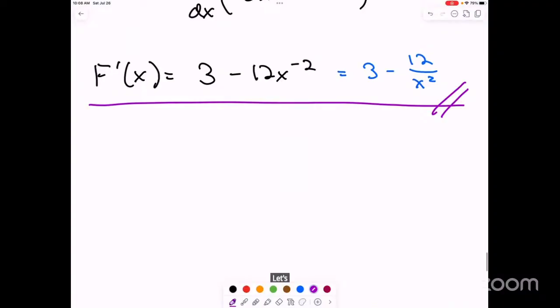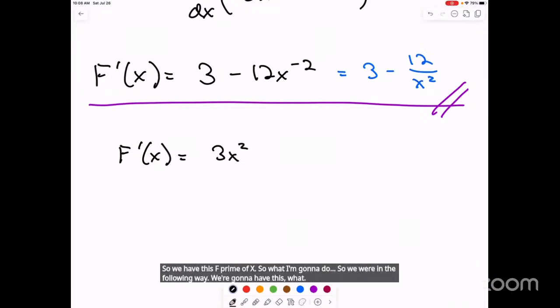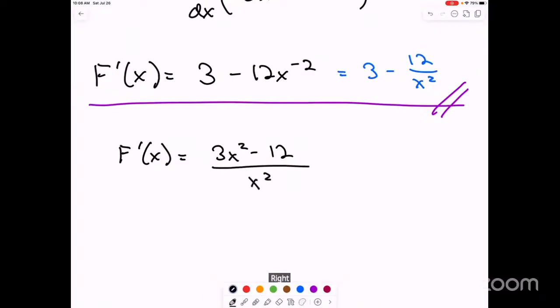Let's rewrite this guy. We have this f prime of x. So what I'm going to do is rewrite it in the following way. We're going to have this, 3x squared minus 12 over x squared, right? Basically, I got a common denominator and got it into this form.